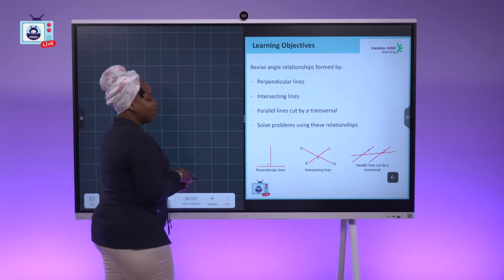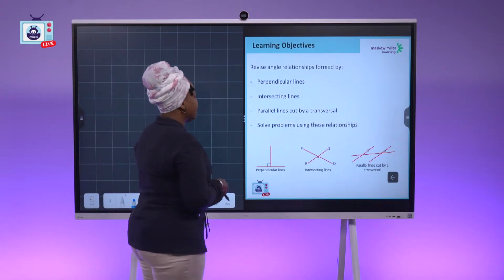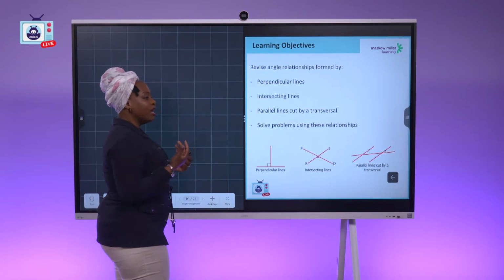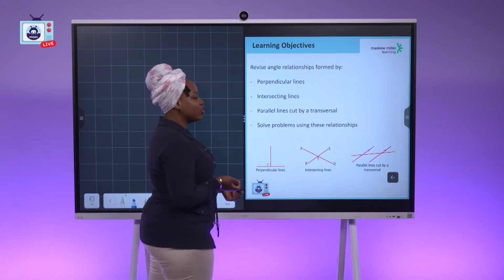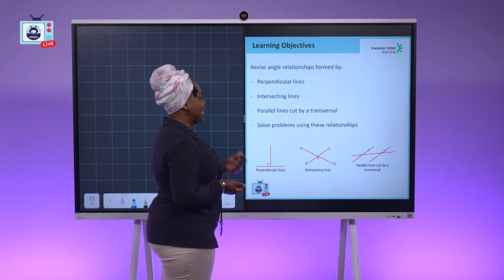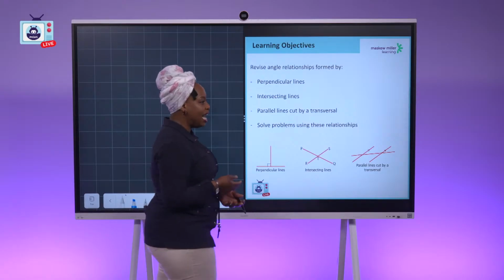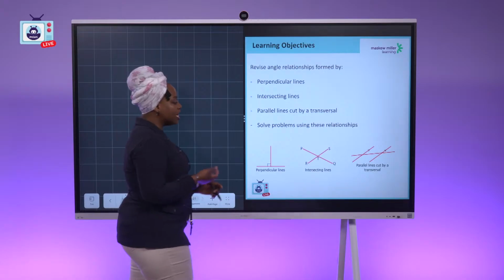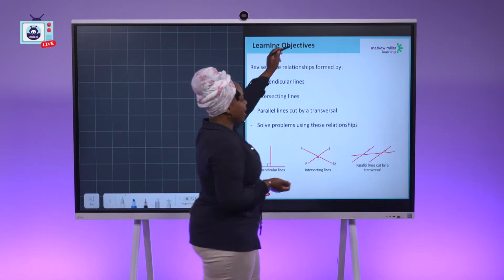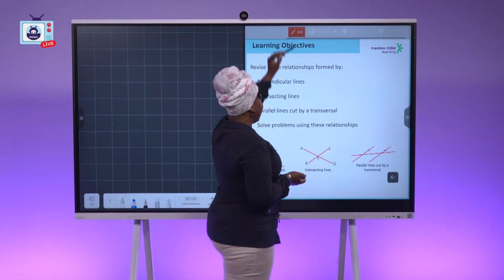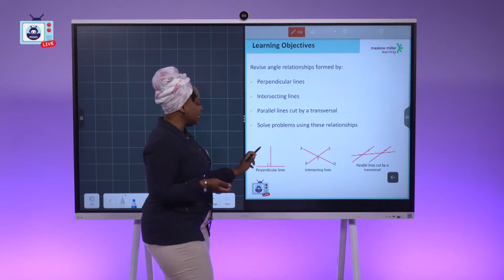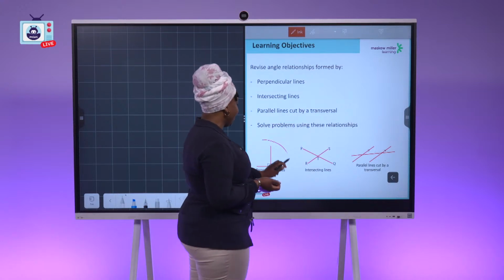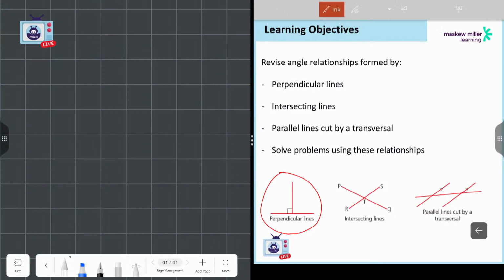Okay, so the learning objectives of today's session is we will learn more about the relationship that is formed between the lines that we call perpendicular, the lines that we call intersection line, which literally shows vertical opposite angles. So you can see that there at the bottom we've actually indicated the line that is perpendicular is the first one there, as well as the one that is intersection, it's the second one there.